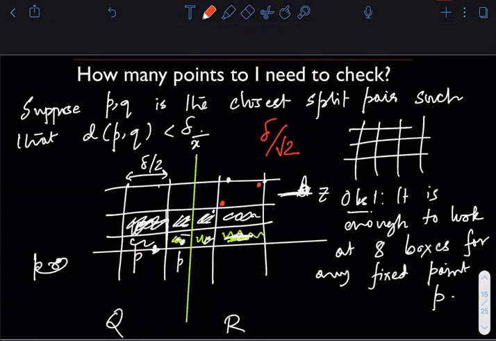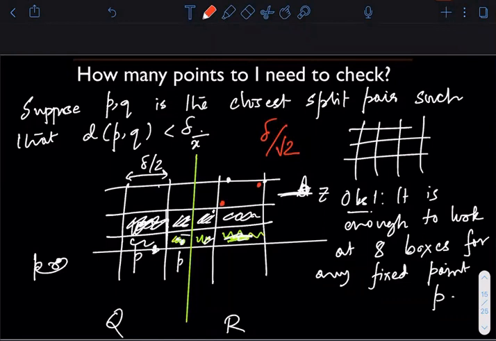Okay, so now we are in good shape. Why are we in good shape? Because now suppose I'm checking against a point P. How many points do I really need to check against? It's clear that I just need to check against 8 different points, because I only need to focus on 8 boxes.